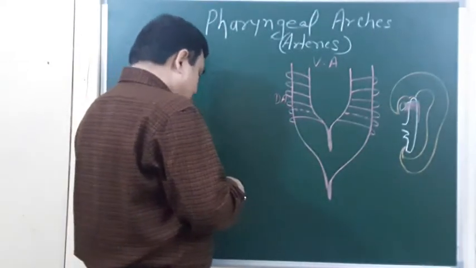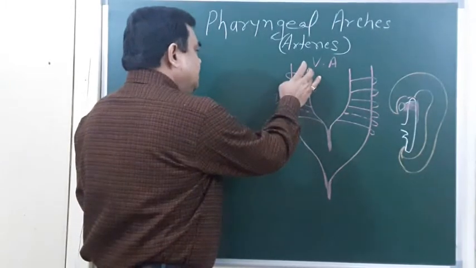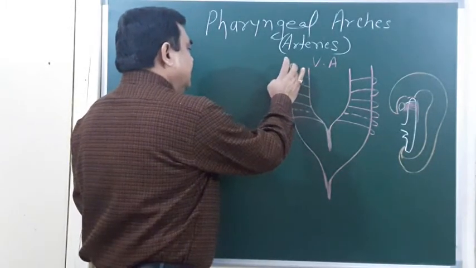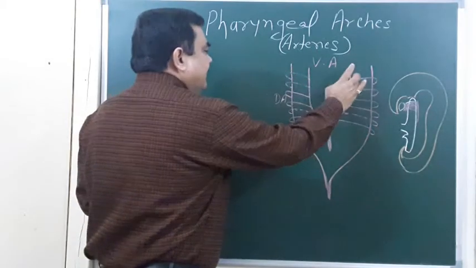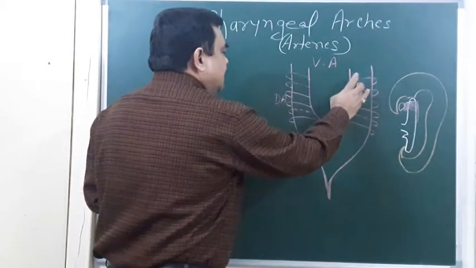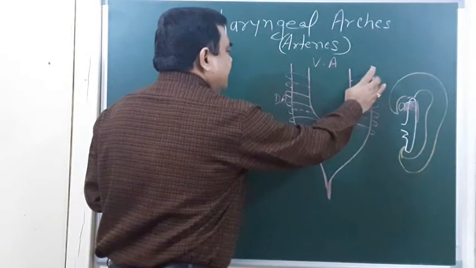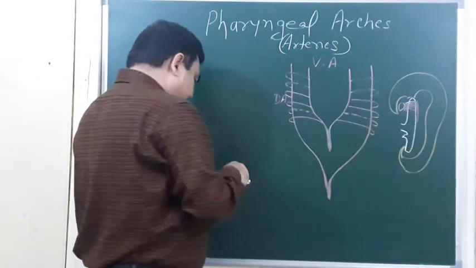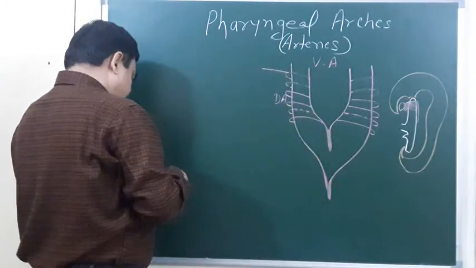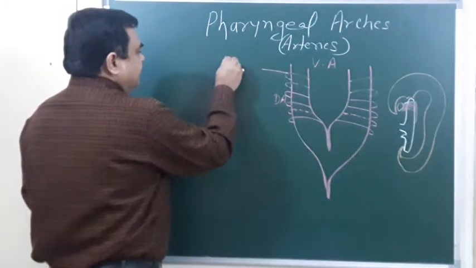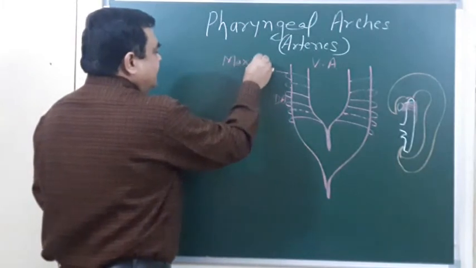And also this first arch artery disappears, second also disappears. First and second also disappear. A small portion of the first arch artery persists and forms the maxillary artery. This forms the maxillary artery.